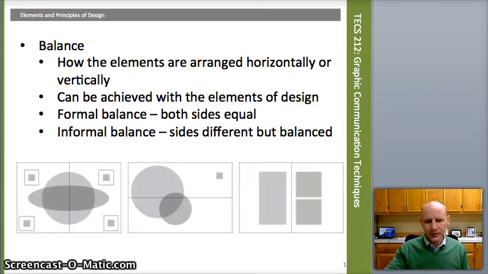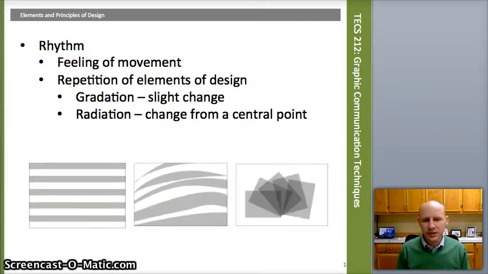Our third principle is rhythm, and this talks about how we use repetition in our designs to create a feeling of movement. We can have a standardized repetition where things are consistently exactly the same, like you see in this first graphic. We can have a slight change, like you see here, where there's a motion, there's a rhythm. Even though it's different, they still flow together. Or we can also have a rhythm that's created from rotating about a central point.